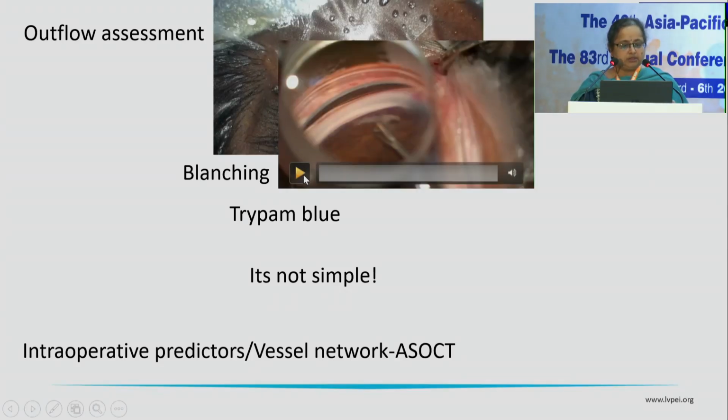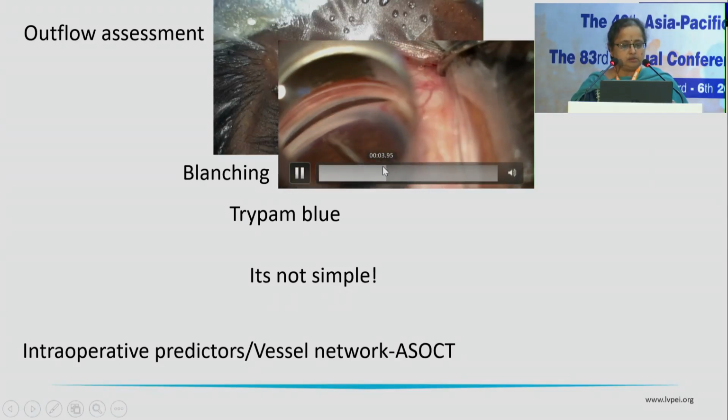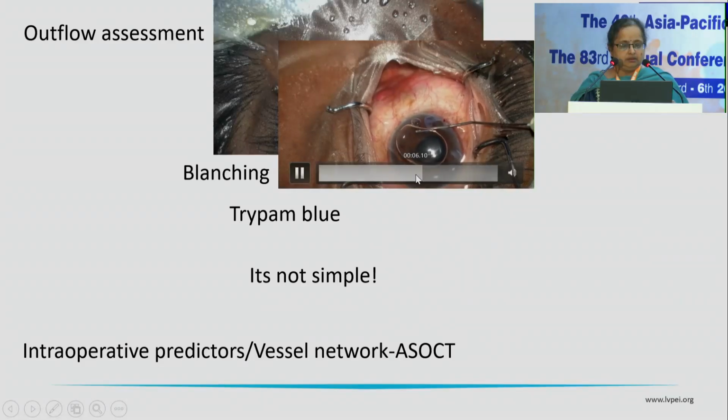Now the procedure about trypan blue. Now this is the area that I have caused a blanching. You can see the whitening, but now see the kind of veins that are there. There are 2 deep veins. The blanching happens here. There are 3 veins here, one here, and one here. And there are some deeper veins which are staining, all in that same area.